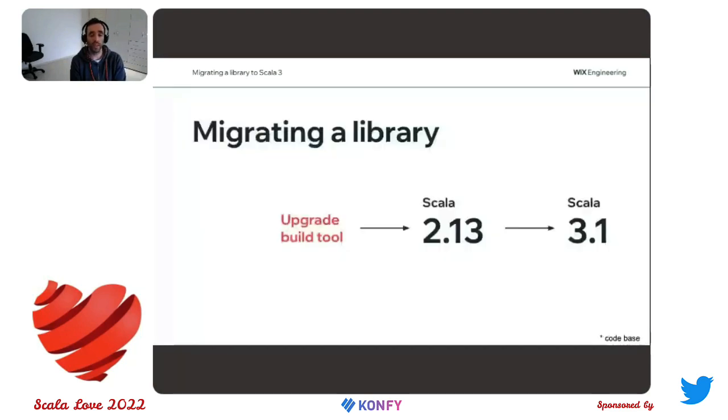So each code base starts off from a different starting point when it wants to migrate to Scala 3. Maybe you will need to upgrade your build tool to a version that supports Scala 3. And also, maybe your code base hasn't been migrated to Scala 2.13 yet, perhaps. So first you'll need to migrate to 2.13 and then only migrate to Scala 3.1.